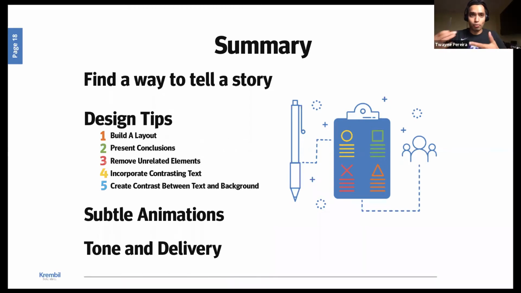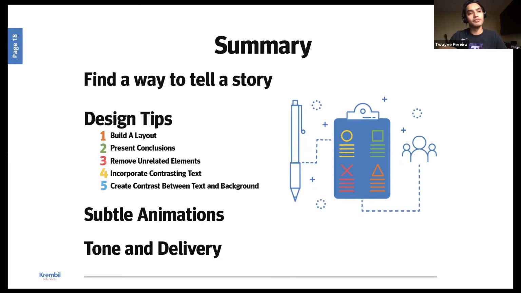The next thing is incorporating contrasting text to have things pop. Maybe you have a statement or a conclusion that you want to write in text. Part of the text can be in a different color, an accent color from your color scheme, to have that pop. That way your audience can latch onto that and think, yes, this is an important point, I need to remember this.